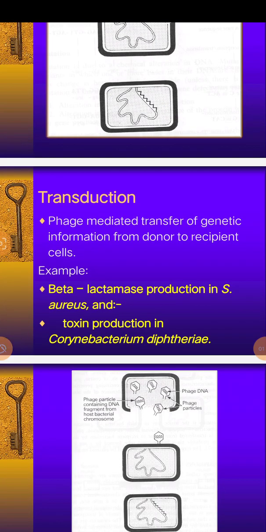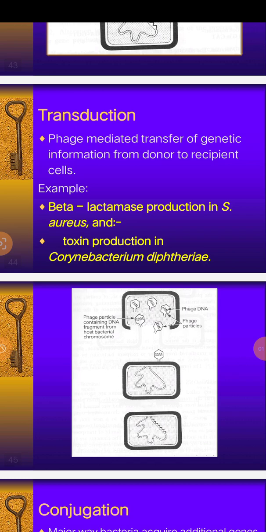Another one is transduction, which is phage-mediated transfer of genetic information from the donor to the recipient cell. For example, beta-lactamase production in S. aureus and toxin production in Corynebacterium diphtheriae.